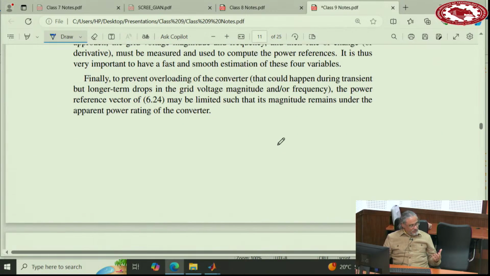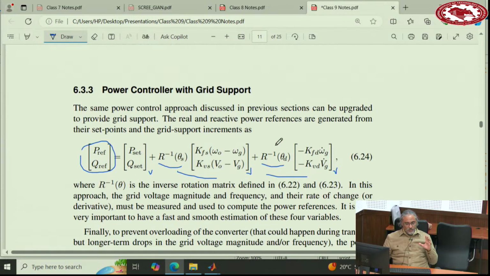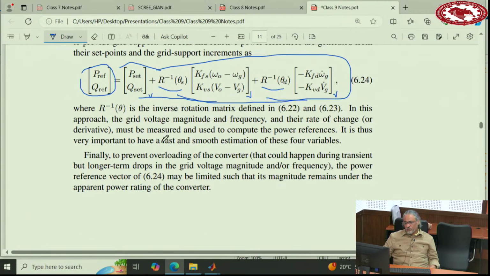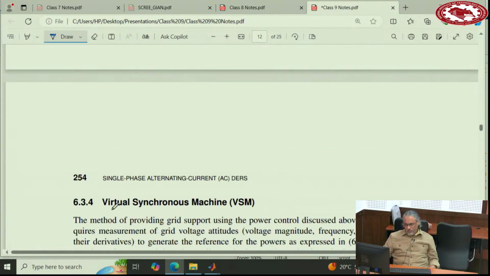So one way of implementing this grid support is if you have a controller already designed that follows P set and Q set very quickly, just calculate all these things using PLL or whatever you can, and give this as the set point and it will follow. So it will be grid supportive. But that is not very common, and you will see more why it's not common. The better way is to use this approach that I'm going to talk about. It's called virtual synchronous machine.